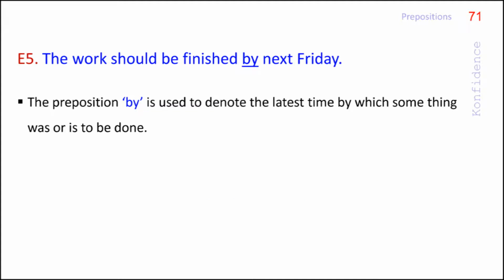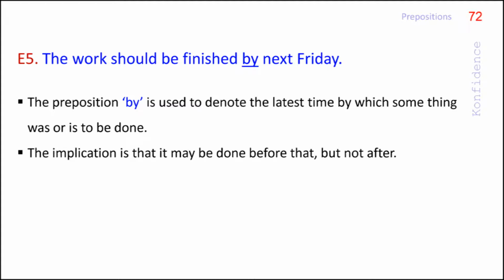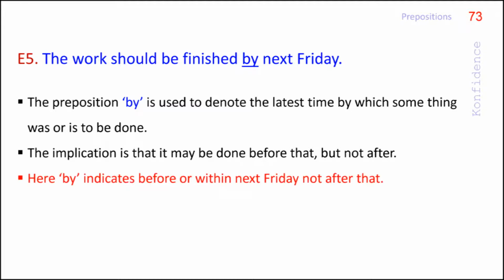The preposition by is used to denote the latest time by which something was or is to be done. The implication is that it may be done before that but not after. In the examples, by indicates before or within next Friday, not after that.